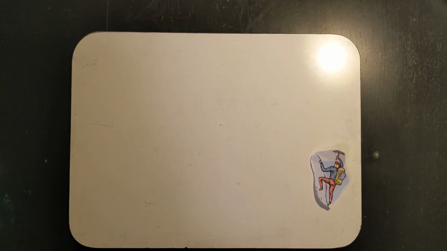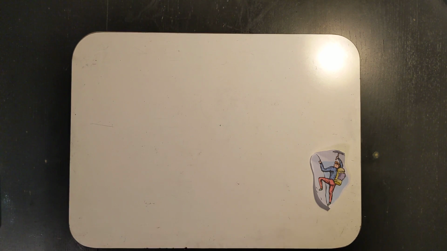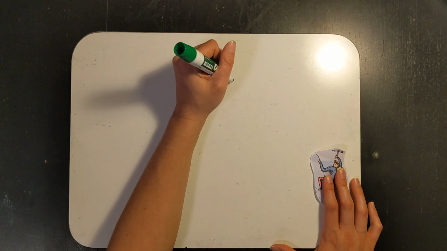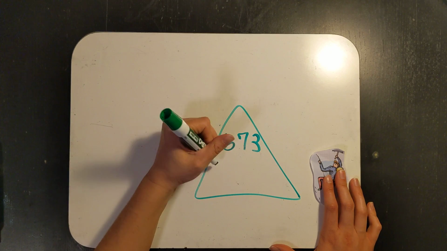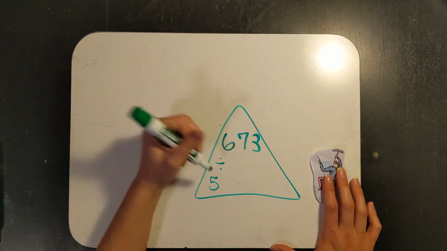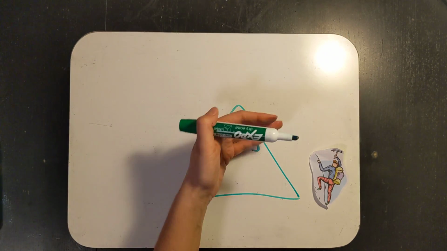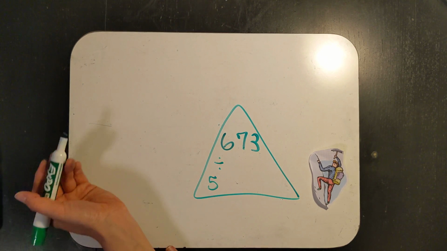There are 673 people waiting in line at the tree farm. They are waiting in groups, and there are 5 people in each group. How many groups are there? So we're doing 673 divided by 5. These people are waiting in groups of 5, and the question is how many groups of 5 are there?